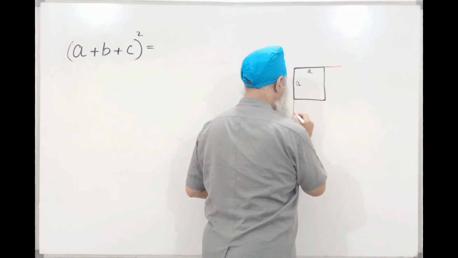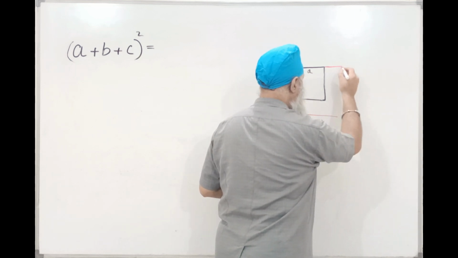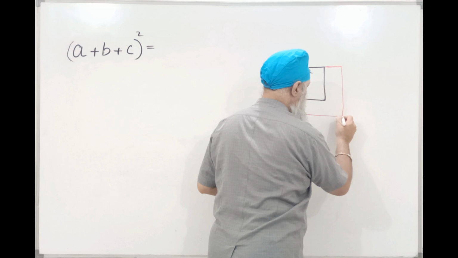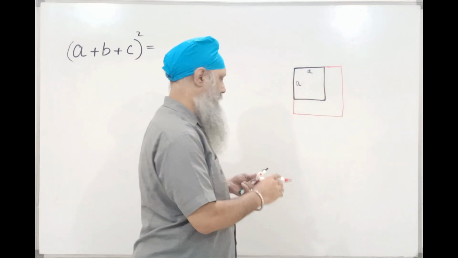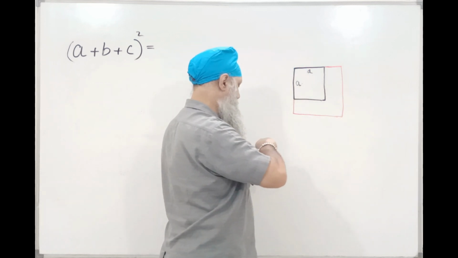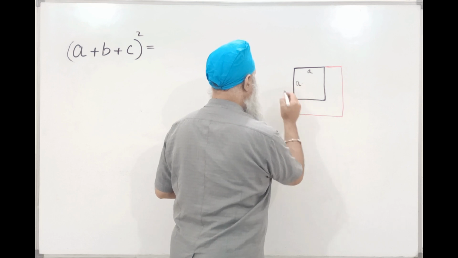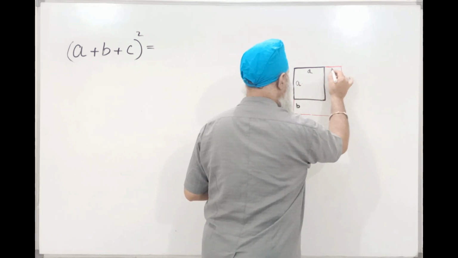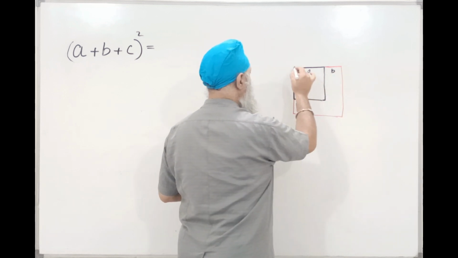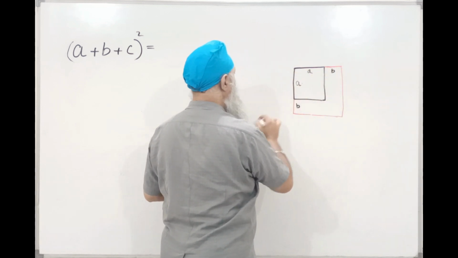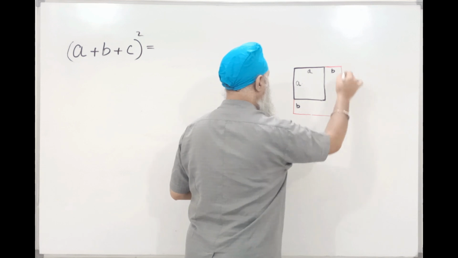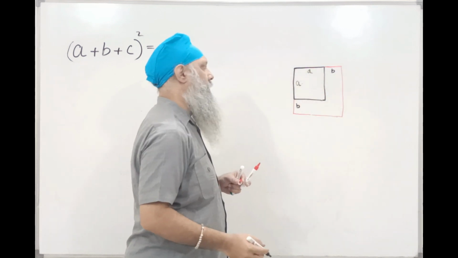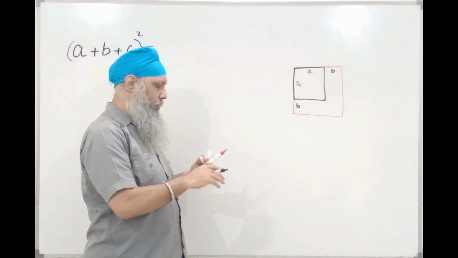So now the new square is formed. This is A, this is B. This is actually B, this is also side B. So this is A plus B, this is A plus B. So the biggest square becomes (A + B) square, (A + B) whole square.